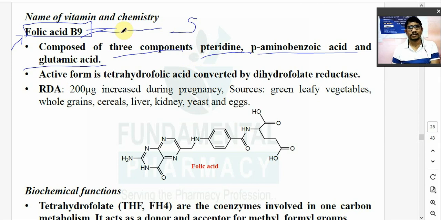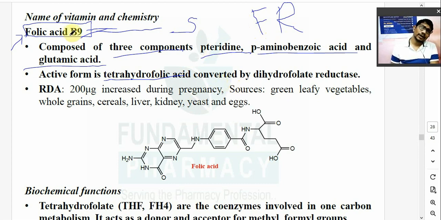Now the active form of this folic acid is tetrahydrofolic acid. Folic acid is converted into dihydrofolic acid by the enzyme folate reductase. Folic acid का body में conversion होता है. Now dihydrofolic acid is converted into tetrahydrofolic acid by dihydrofolate reductase. Now tetrahydrofolic acid is the active form.